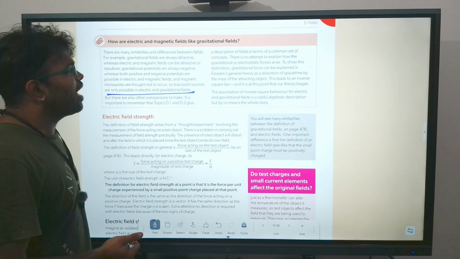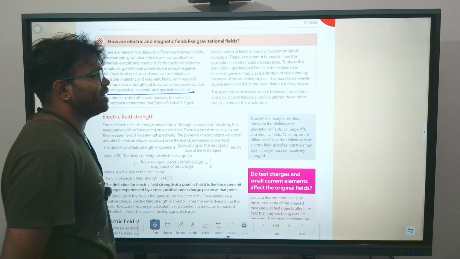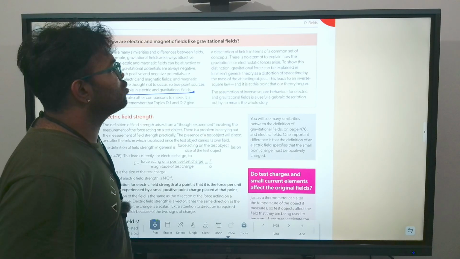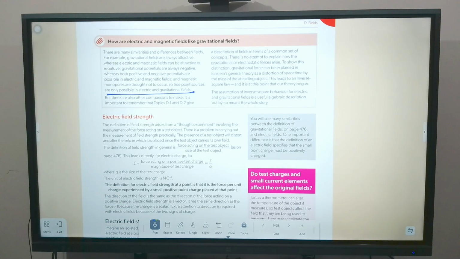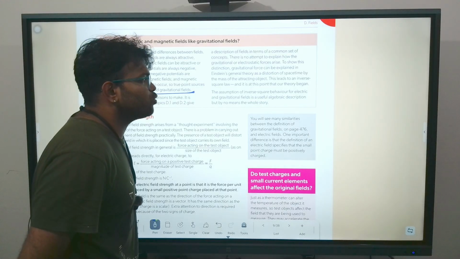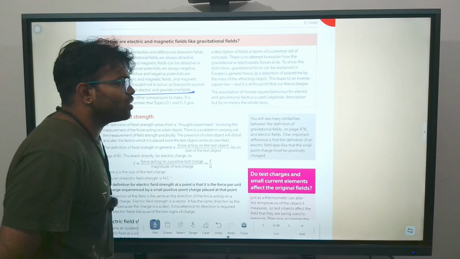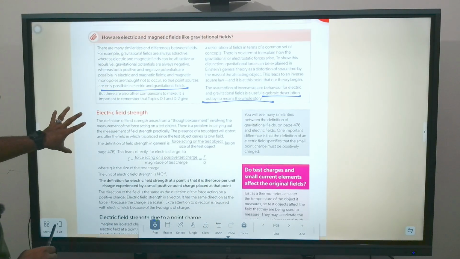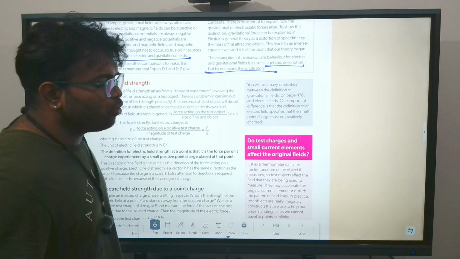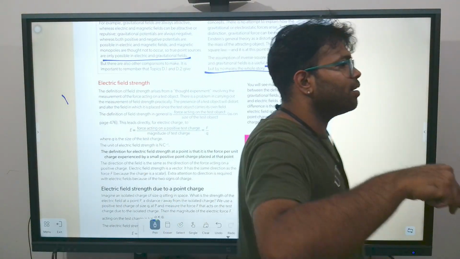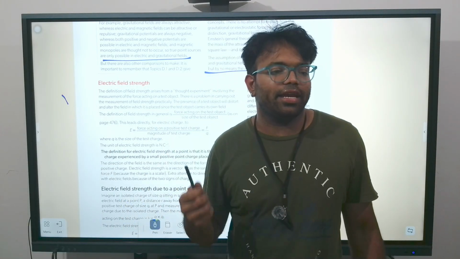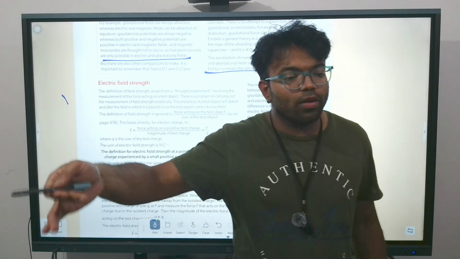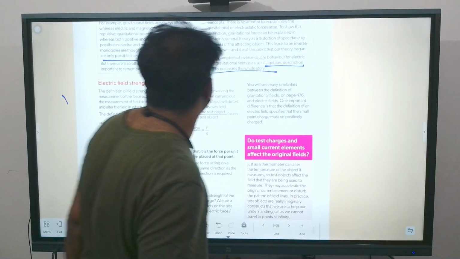To show this distinction, gravitational forces can be explained in Einstein's general relativity as a distortion of space-time by the mass of the attracting object. This leads to an inverse square law, and it is at this point that our theory begins. The assumption of inverse square behavior of electric and gravitational fields is a useful algebraic description, but by no means the whole story. Now, the electric field strength. A similar concept in gravity is the gravitational field strength, also known as acceleration due to gravity. The same thing happens here also.